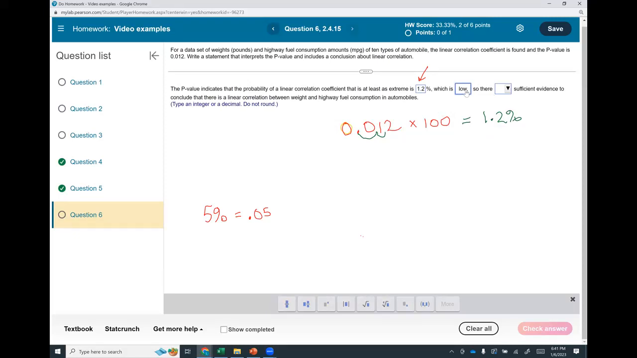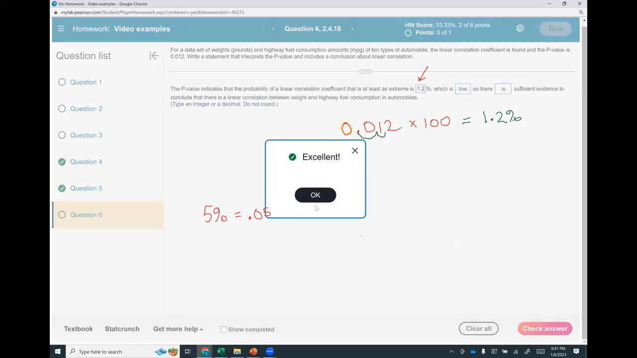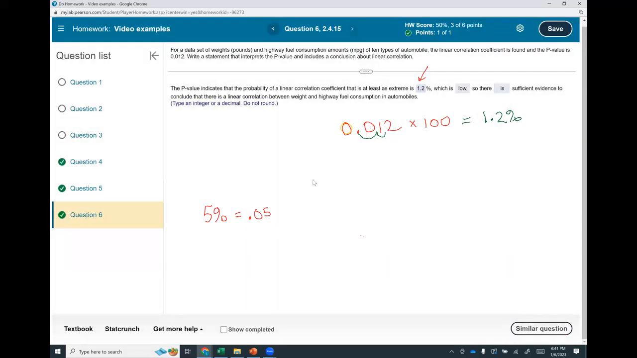It's under 5%. When it's under 5%, there is sufficient evidence to conclude that there's a linear correlation between weight and highway fuel consumption in automobiles. If this was above 5%, it would be high-ish. I mean, if it was 6, you may not call it high, but it's high enough that there would not be sufficient evidence to conclude that there's a linear relationship. And let's check our answer. We did it. And that concludes this video of 2.4.